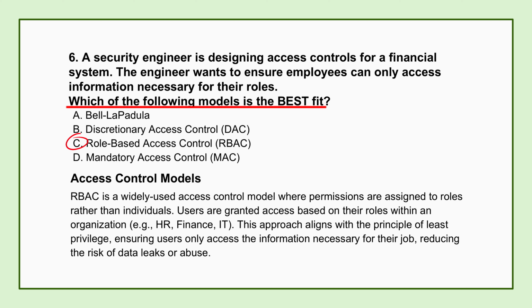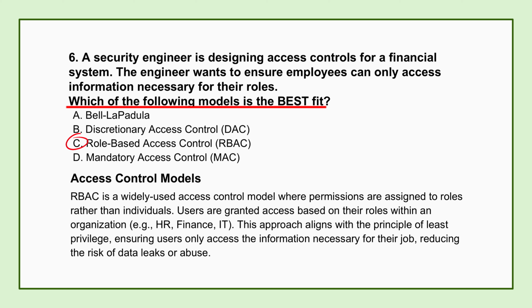RBAC again, we saw with cloud. Why is it so good for this kind of internal system applying least privilege? Because RBAC links permissions directly to job roles. You define roles like teller, loan officer, auditor, and assign permissions to those roles. Then you just assign users to the appropriate role. A teller gets teller permissions, nothing more. It naturally enforces least privilege.